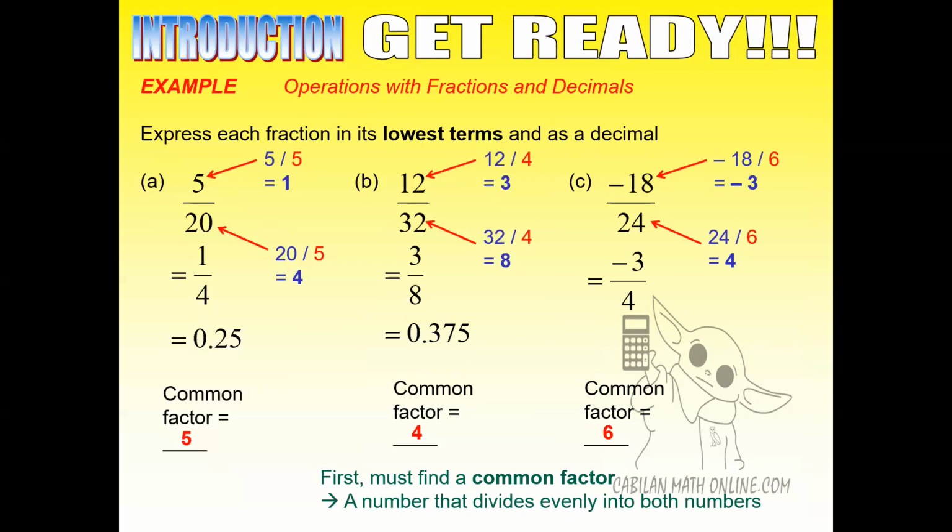Okay, and then when I take the -3 and divide it by 4, that's going to reduce to -0.75 as a decimal. So that's changing fractions to lowest terms and then changing it into decimal. Okay, so again, if you have the fraction key, it makes things a lot easier for you. All right.